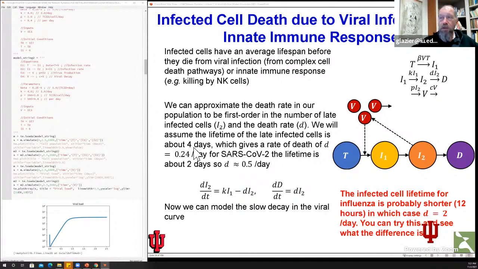I've cheated a little bit because I know a rate of 4 days corresponding to 0.24 per day will give about the right answer. In fact, it's probably about half of that.